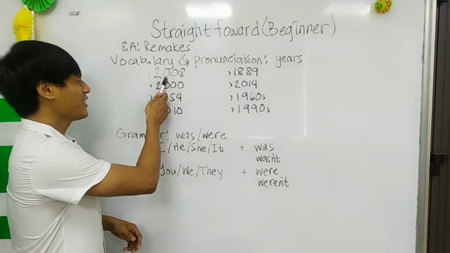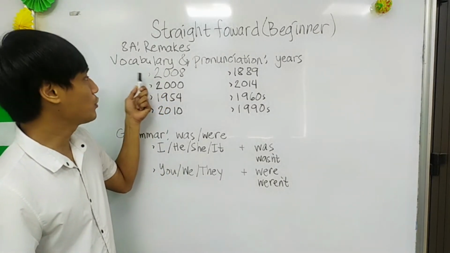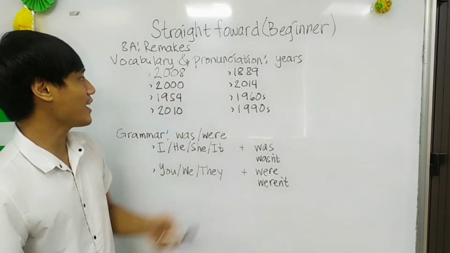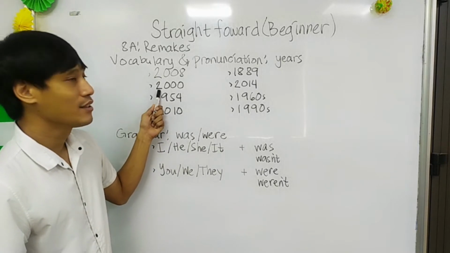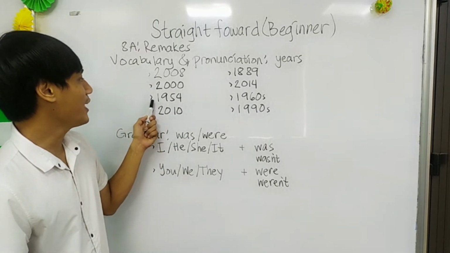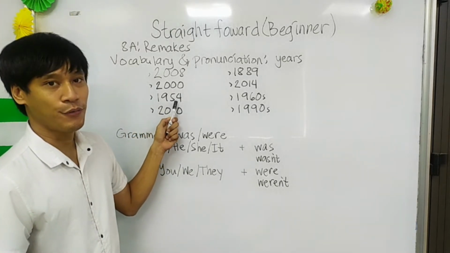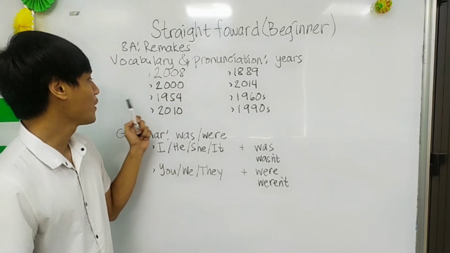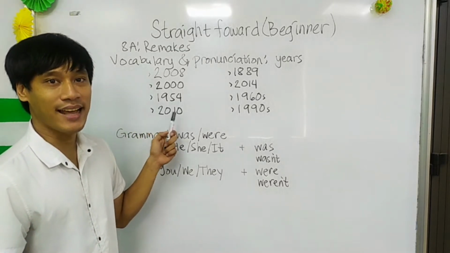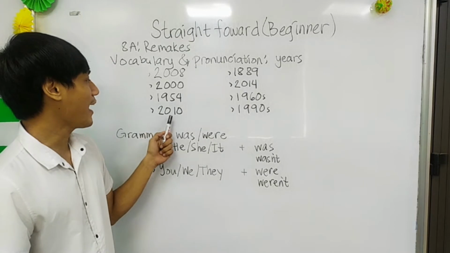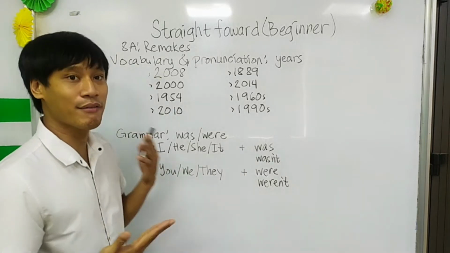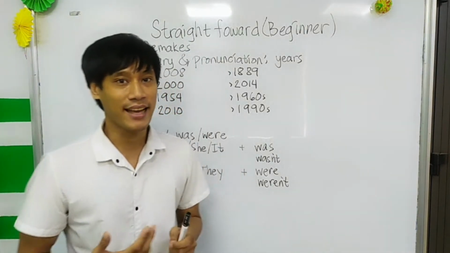Let's start. This is read as 2008. Next is 2000. This one is 1954. Next is 2010. Or you can say 2010. So you have a choice, 2010 or 2010.